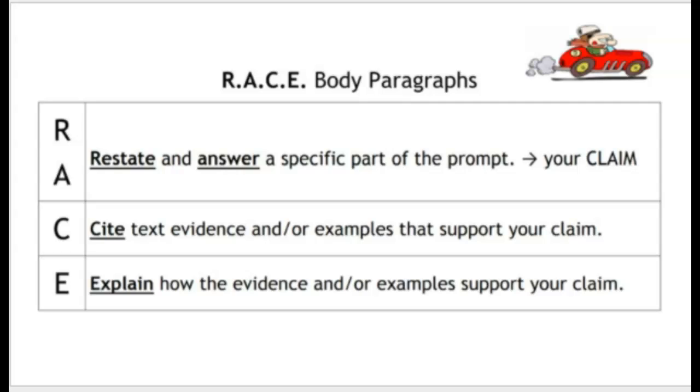Then we've got our C, which is cite textual evidence and/or examples that can support your claim, which is again that R and the A. And E, explain how that evidence or examples support that claim. So RACE can help us answer any question by ensuring you have a strong claim, have evidence, and explain that evidence. So we're going to analyze each letter next.